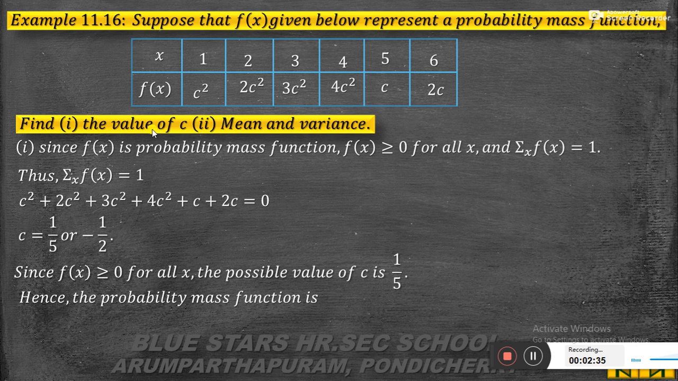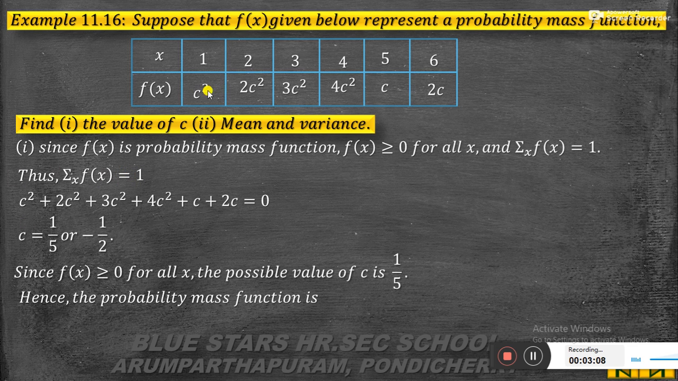Here we will calculate the value of c, and then we calculate the mean and variance. Since f of x is a probability mass function, to calculate c we take the condition that total probability equals 1. This is a discrete random variable. For a probability density function, we take the integral from minus infinity to plus infinity of f of x dx equal to 1. But for a probability mass function, we take the condition summation f of x equal to 1.